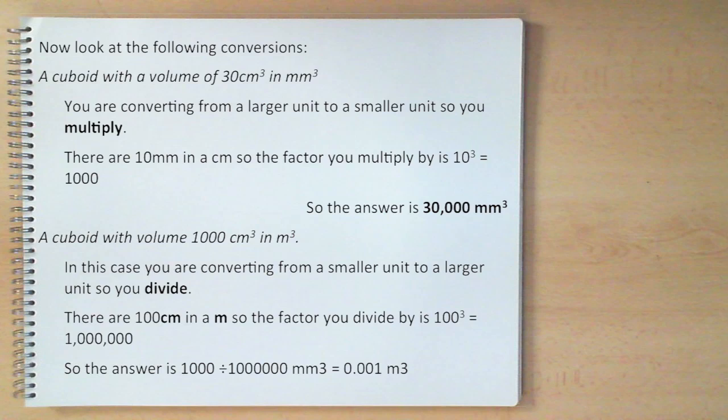You then need to work out whether you're doing a multiplication or a division. So if you're going from a bigger unit to a smaller one, like from a meter to a centimeter, you multiply by the conversion factor. If you're going from the smaller unit to the larger one, you divide by the scale factor.